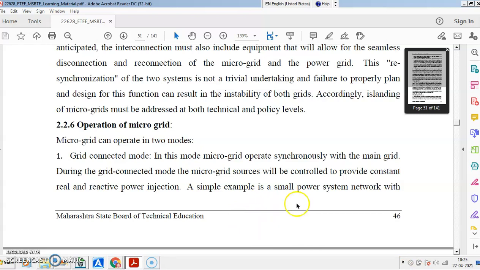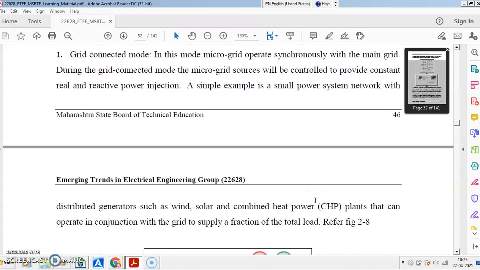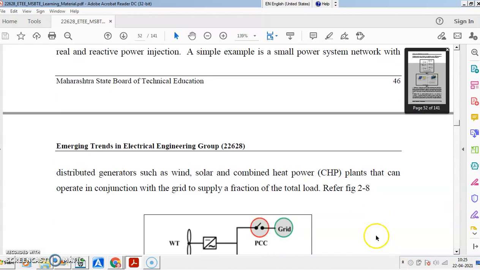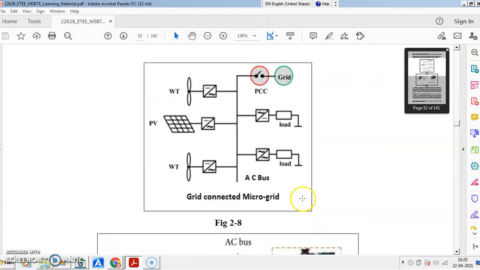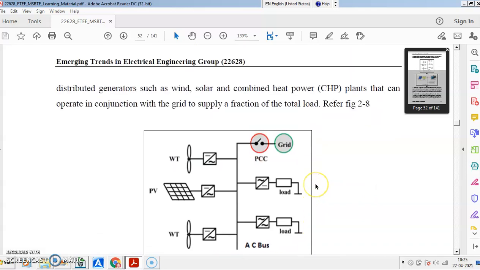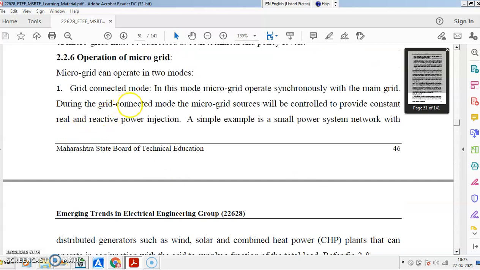A simple example of a small power system with a network of distributed generators such as wind, solar and combined heat and power (CHP) plants that can be operated in conjunction with the grid to supply a fraction of the total load we have. So this is one of the examples. So grid connected microgrid, the concept is very clear.